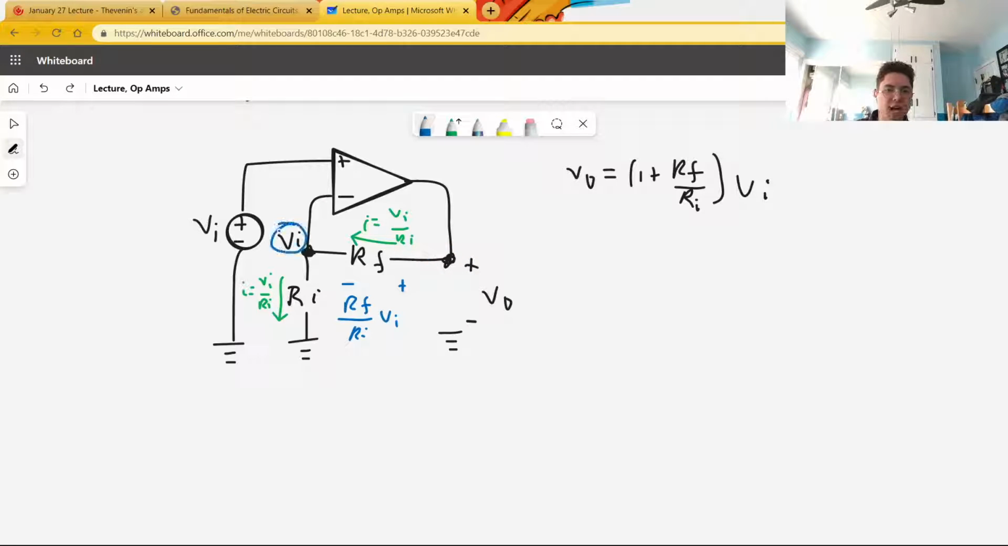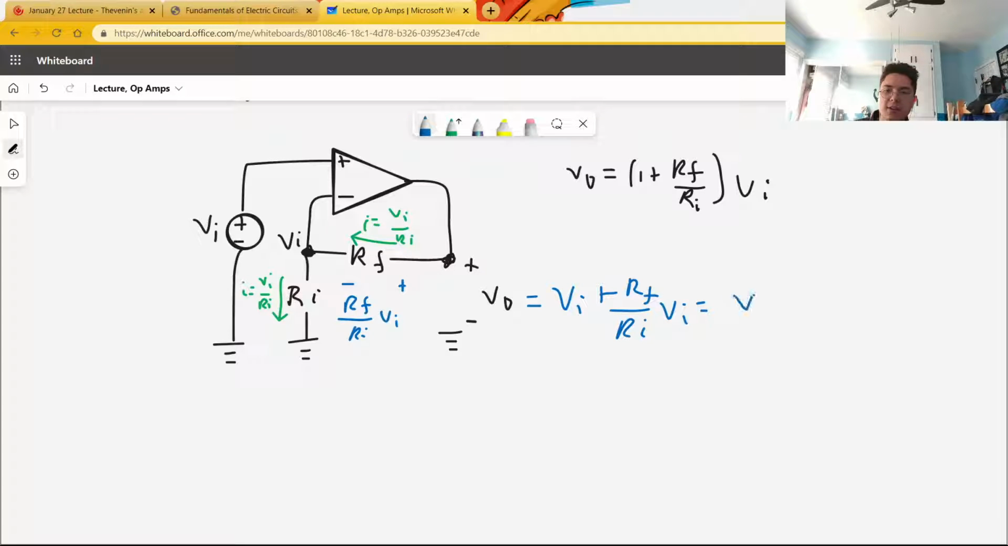Now, what is the voltage at this point? It is VI plus this voltage drop, because in this direction it's a rise, and so this voltage is VI plus RF over RI times VI, which is equal to VI times 1 plus RF over RI, and that corresponds to the voltage we saw above.